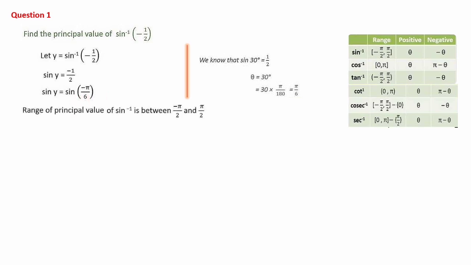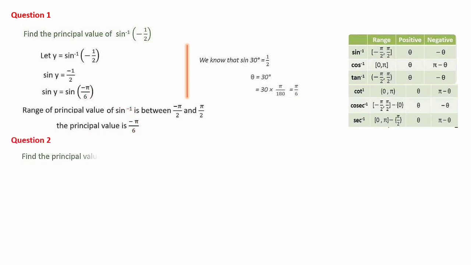So the range of principal value of sine inverse is between minus pi by 2 and pi by 2. Here the range we have already discussed in the previous slides through graphs. The range is between minus pi by 2 and pi by 2. What value have we gotten? We have got pi by 6. Pi by 6 means it is 30 degree. So 30 degree is between minus 90 and plus 90. Here pi by 2 means 90. So surely 30 degree is between minus 90 and plus 90. So we can conclude that the principal value is minus pi by 6.